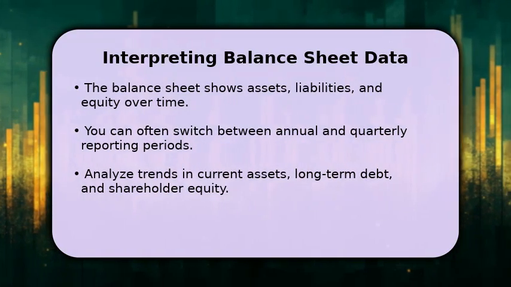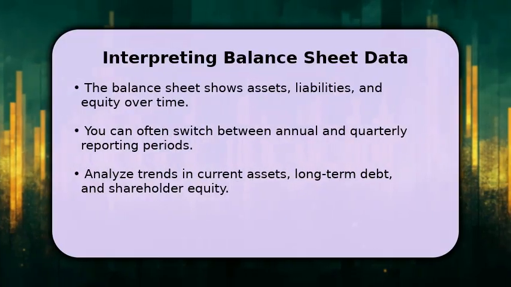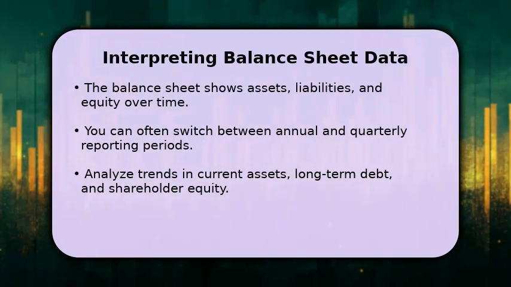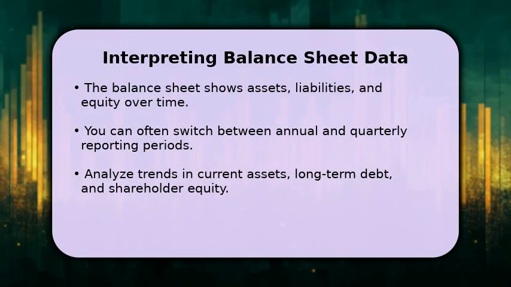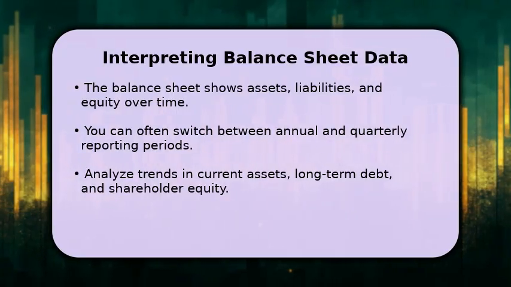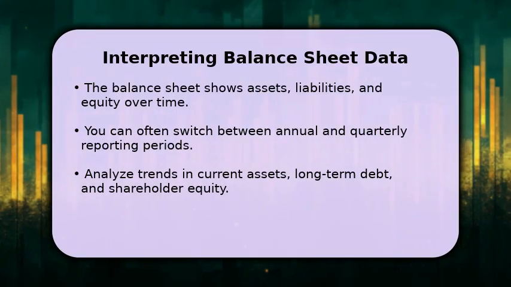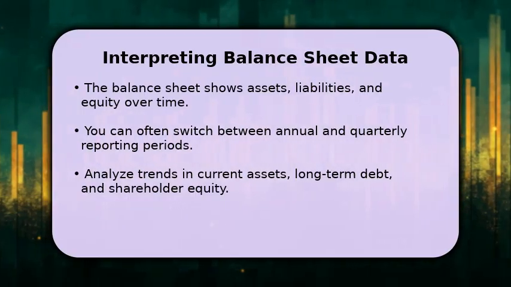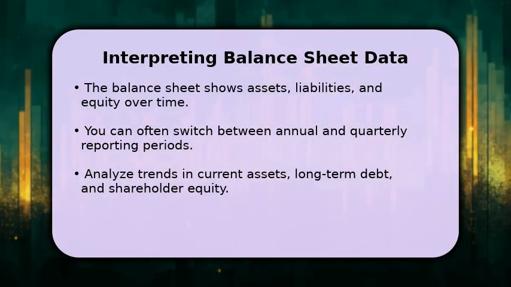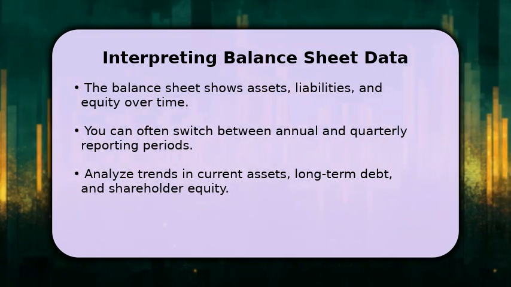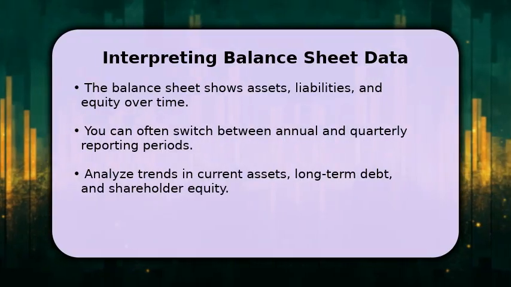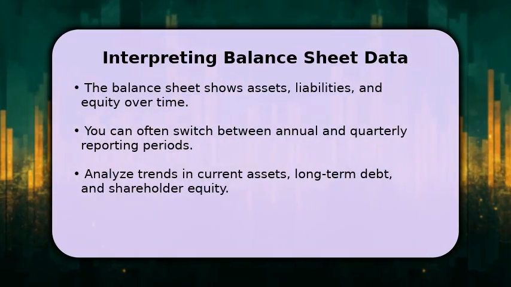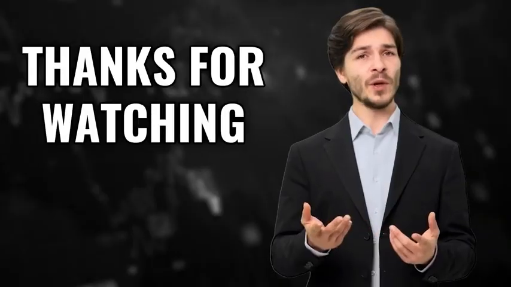Now that you are viewing the balance sheet, you will see a snapshot of the company's financial health. It presents assets, liabilities, and equity, typically for several reporting periods. You can usually toggle between annual and quarterly views to observe different timeframes. Pay attention to key figures like total assets, total liabilities, and total equity to understand the company's financial structure and stability.